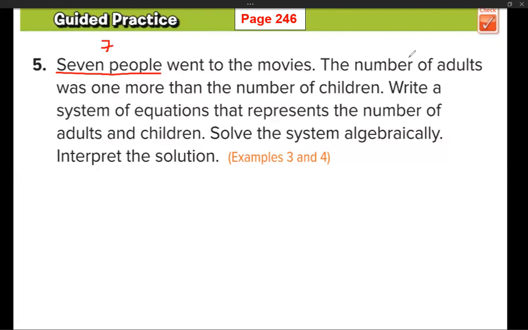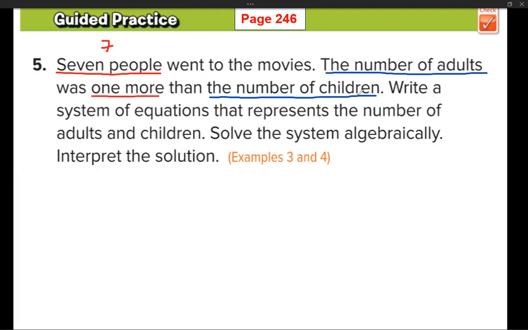The number of adults was one more than the number of children. Do we know the number of adults? No. Do we know the number of children? No, we don't know either. But we know that the number of adults is one more than the number of children.